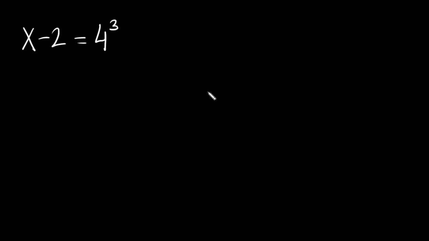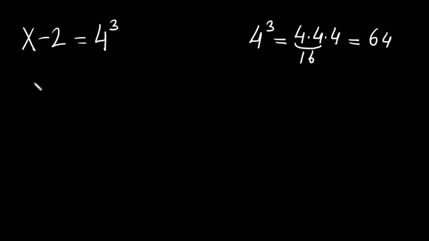If x minus 2 is equal to 4 to the power of 3, let's first find 4 to the power of 3. 4 to the power of 3 is going to be 4 times 4 times 4. 4 times 4 is 16, and 16 times 4 is going to be 64. So x minus 2 is going to be 64.